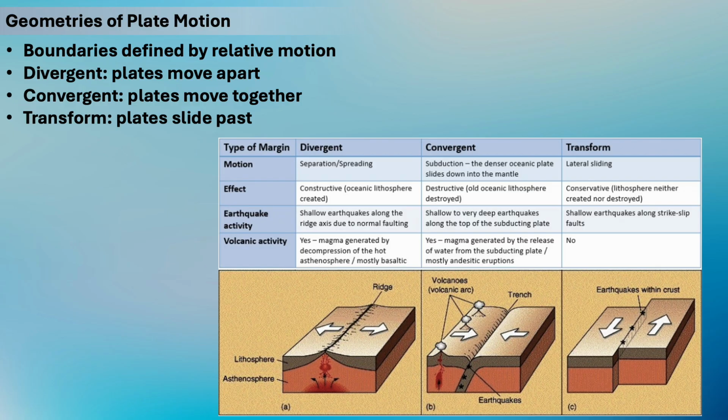Each of these boundary types produces a distinct mechanical response in the lithosphere. Those mechanical differences control where crust is created, where it is destroyed, and where deformation is focused. In the rest of this lecture, we will examine each boundary type in terms of the physical processes taking place and how those processes shape the ocean basins.